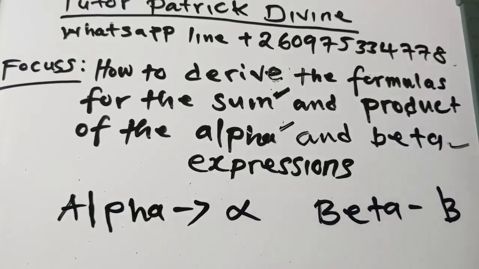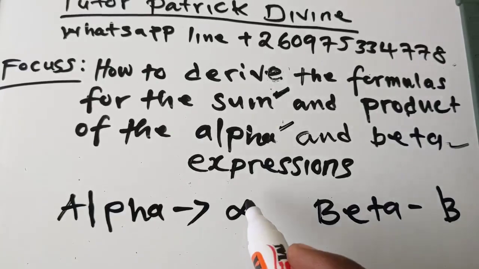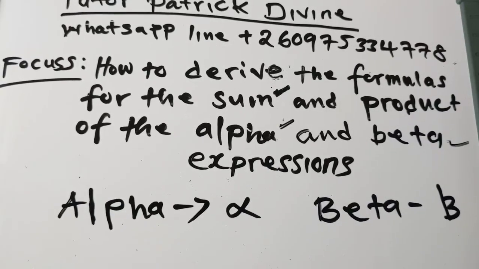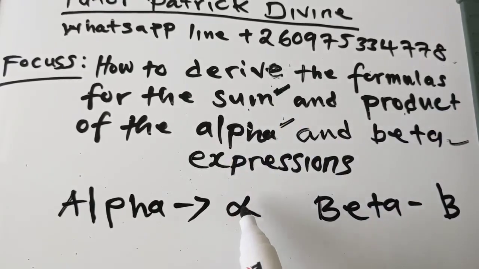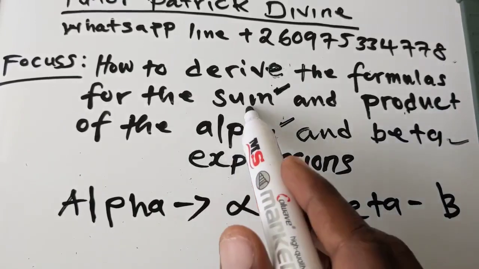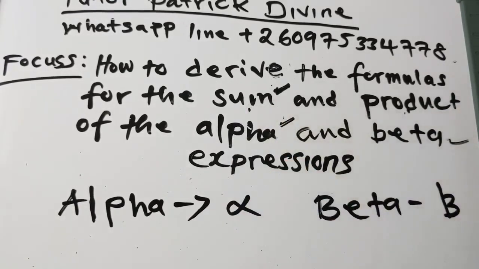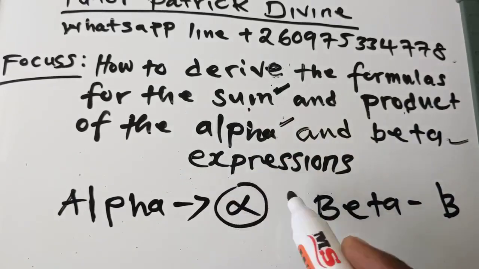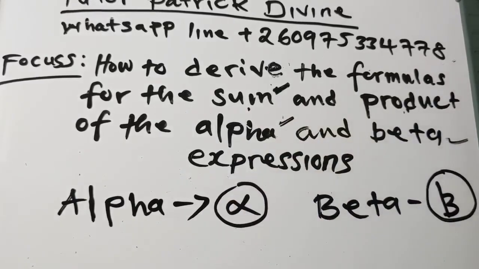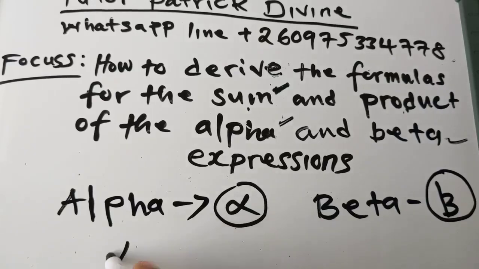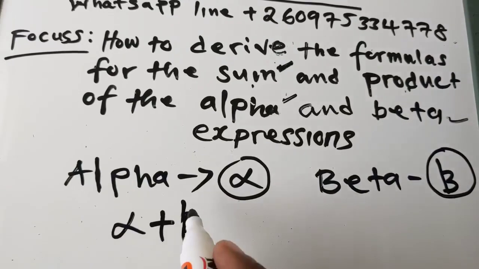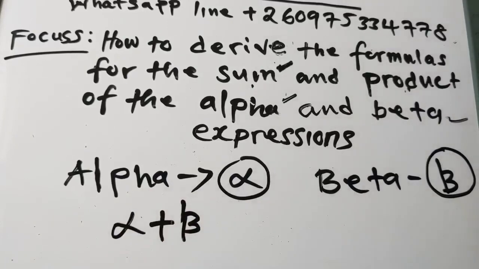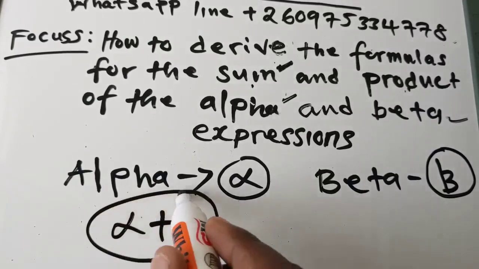All right. So now, how do these formulas look? We are finding the formula for the sum and the formula for the product. I said that the sum means addition, meaning that it is adding this and that. So the sum is adding alpha plus beta. That is the formula for the sum.